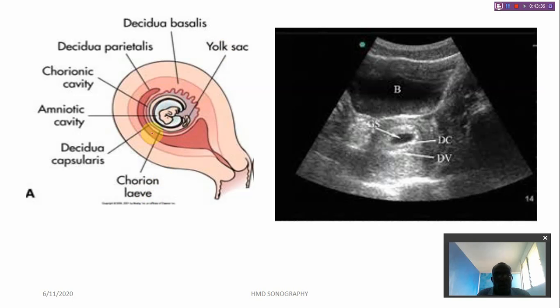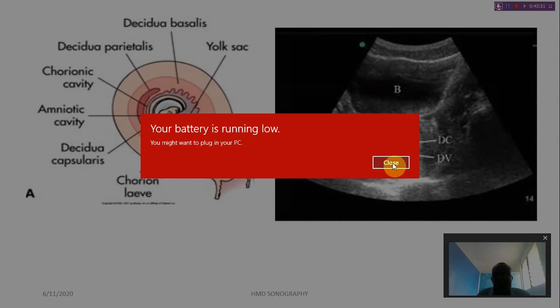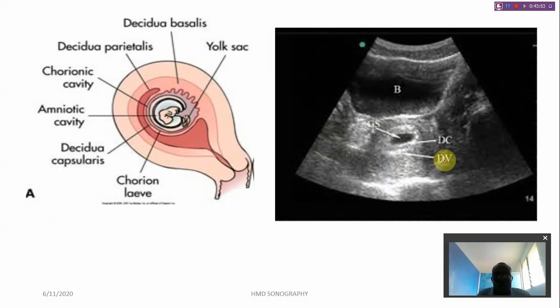Normally the chorion laeve and the decidua basalis come together to form the placenta. So with that, two layers are found around the gestational sac. We have the decidua capsularis and the decidua vera. So this is a typical example of an early pregnancy.